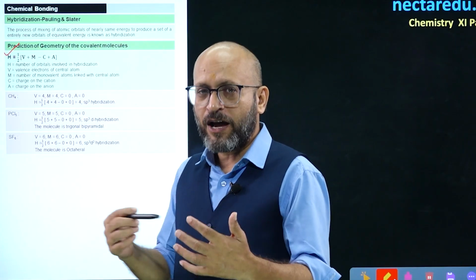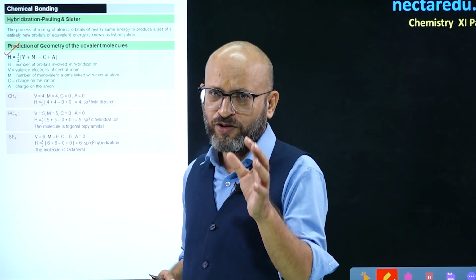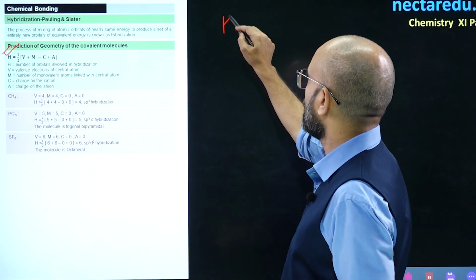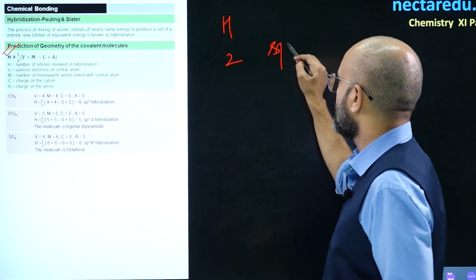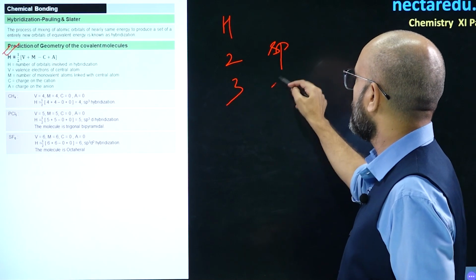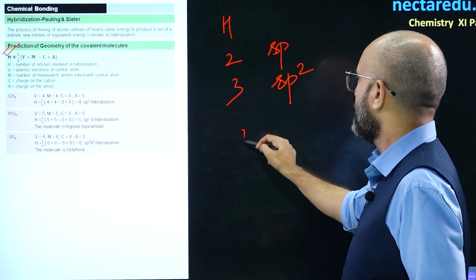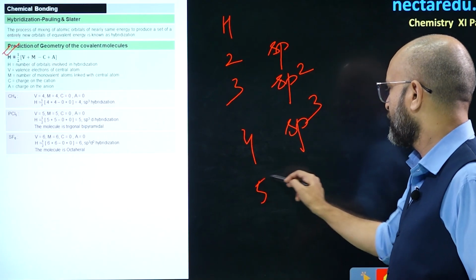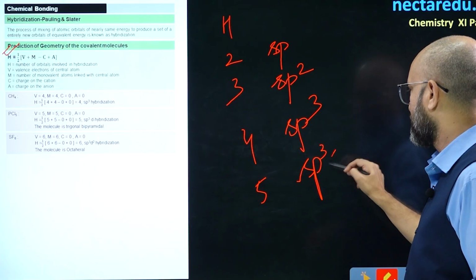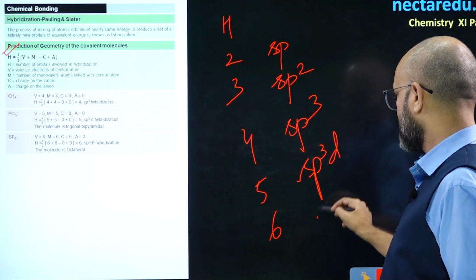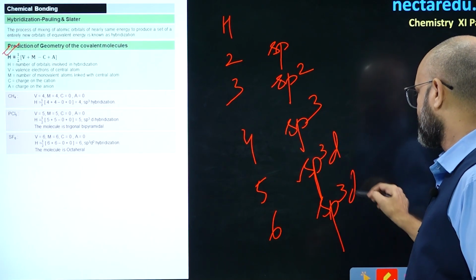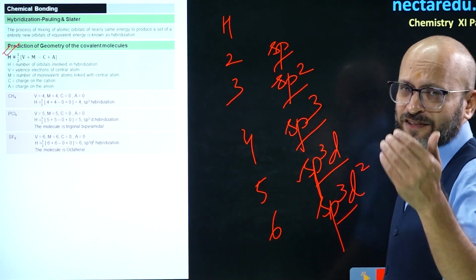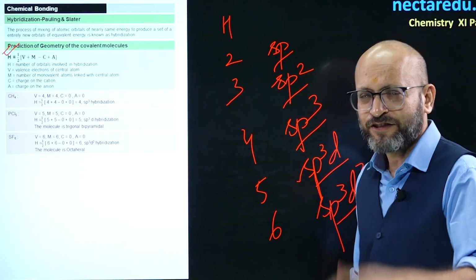Right? So if you add these values for a molecule, you get the value of H. If H comes out to be 2, you will say hybridization is sp. If H comes out 3, hybridization is sp2. If it comes out to be 4, you will say sp3. If it is 5, hybridization is sp3d. And if it comes out 6, you will say sp3d2. So these are a few types of hybridization found in natural molecules.